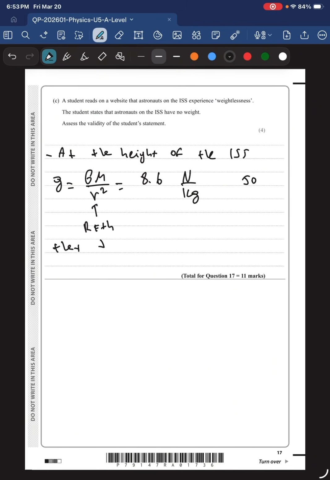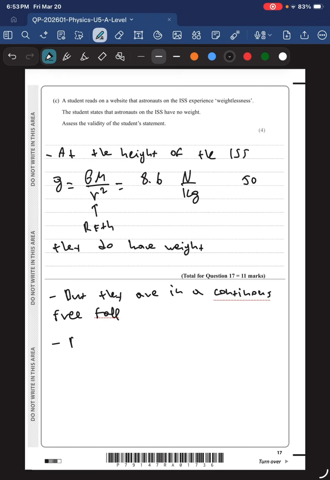So they do have weight, but they are in a continuous free fall, okay? But they do have weight, okay? So the student is wrong.